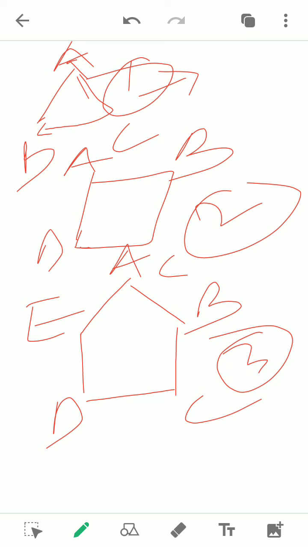In the same manner, if you have any figure which has six sides like this, I will show you in another board.